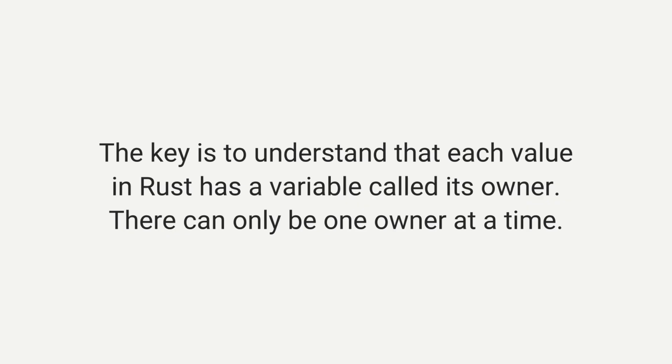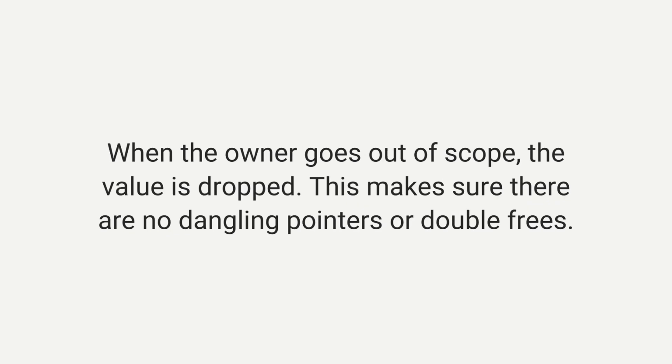The key is to understand that each value in Rust has a variable called its owner. There can only be one owner at a time. When the owner goes out of scope, the value is dropped. This makes sure there are no dangling pointers or double frees.